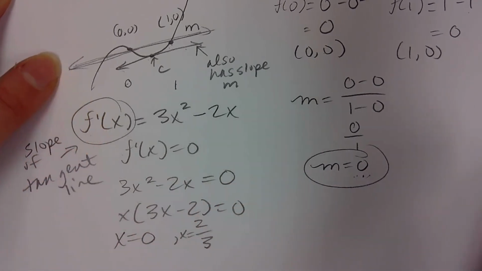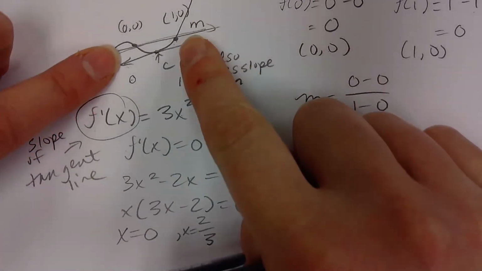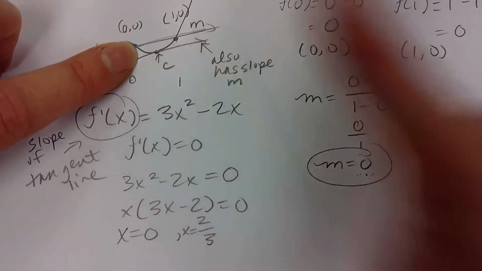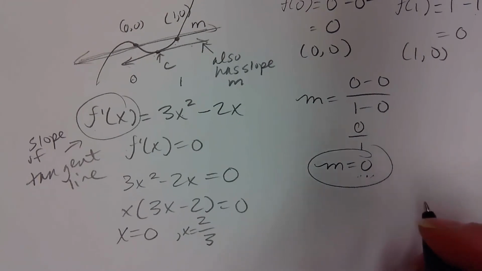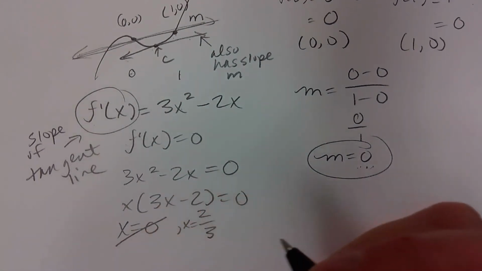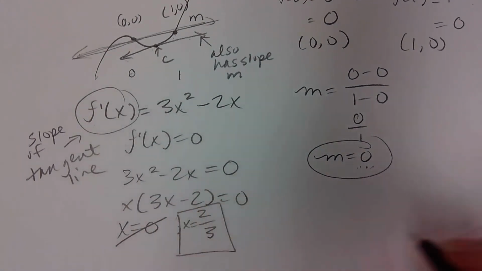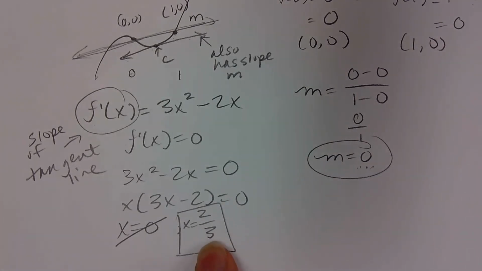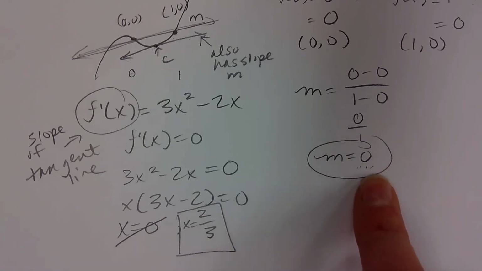And then I know that I'm looking for the point between the 0 and 1. I don't want to actually use one of those endpoints. And so I am going to cross out x equals 0, and my answer is going to be x equals 2/3. So when x equals 2/3, my slope of the tangent line, my slope at the point, is going to be equivalent to the slope of the endpoints.